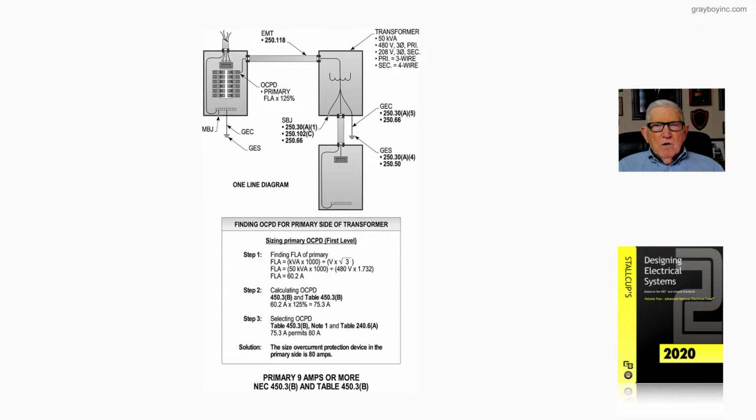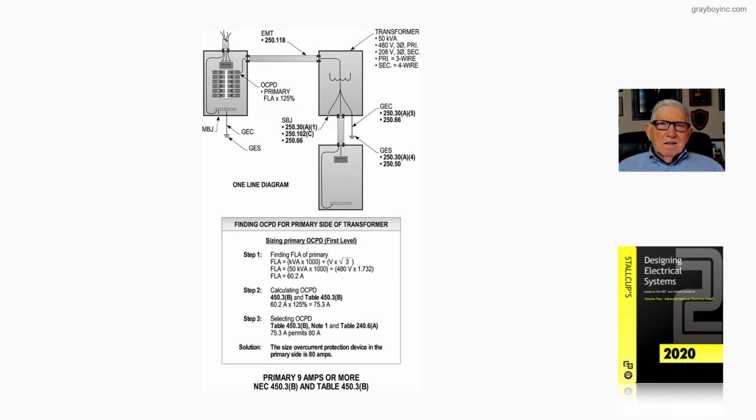Now this video deals with sizing the primary overcurrent protection device for transformers rated 1,000 volts or less, primary or secondary. Now we're going to review 450.3(B) as well as Table 450.3(B). Now, first of all, we want to determine what is the full load current rating of the transformer.